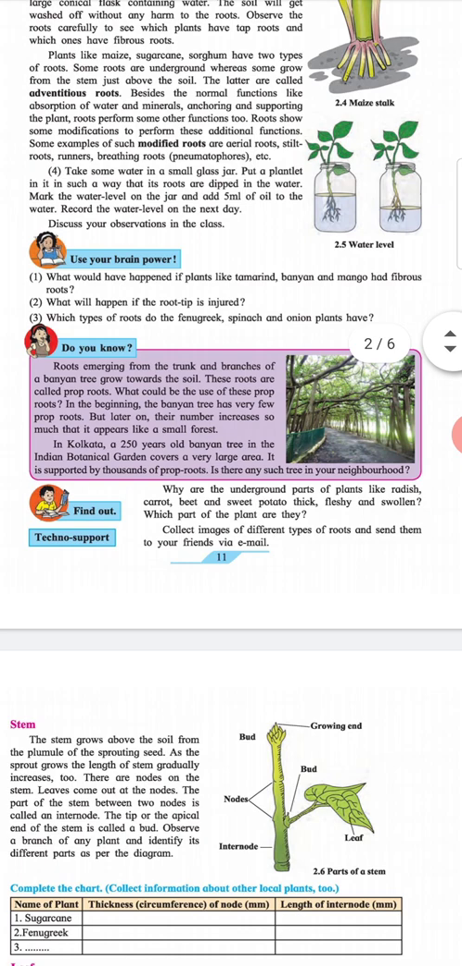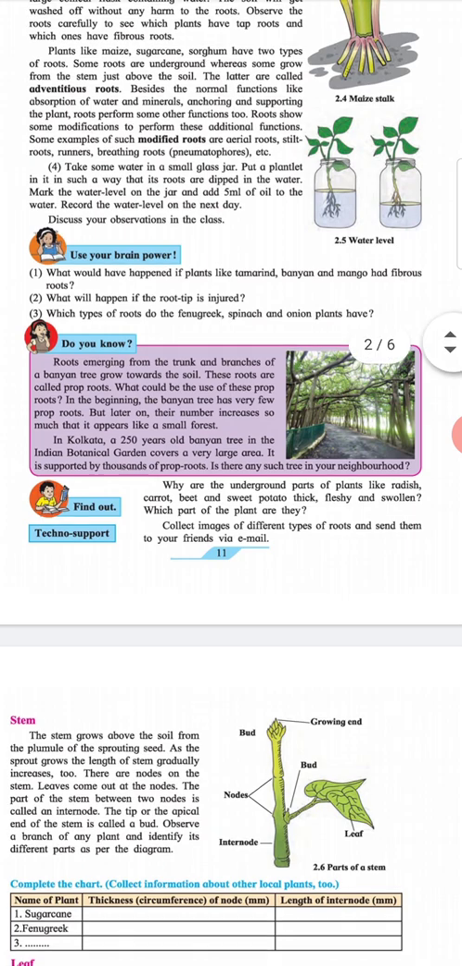4. Take some water in a small glass jar. Put a plantlet in it in such a way that the roots are dipped in the water. Mark the water level on the jar and add 5 ml of oil to the water. Record the water level on the next day. Discuss your observations in the class.